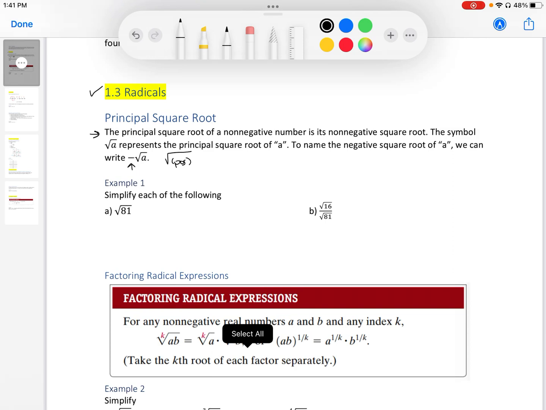So here we have a list of examples. For example A, we're asked what is the square root of 81? Well, the thought process that you should be thinking is, what number can I square so that my answer is 81? 9 works, so this means our answer is 9.